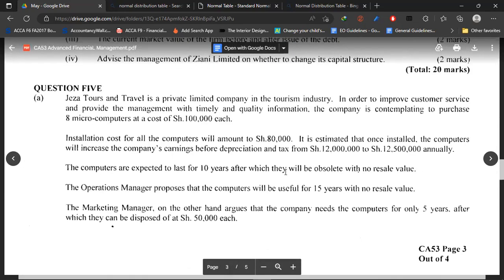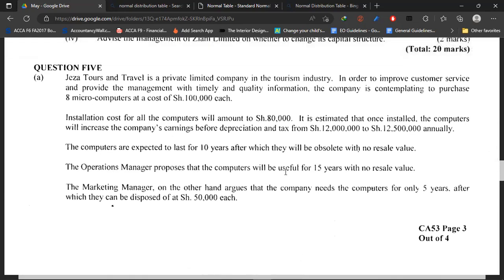You can see it is a question of what I was able to take you through. You have to analyze this question in 3 ways. There is a marketing manager who is saying that the computers need to last for only 5 years. The operations manager proposed that the computers will be used for 15 years. Someone else says the computers are expected to last for only 10 years, after which they will be obsolete with no resale value. So for both 10 and 15 years, we don't have a scrap value. But for only 5 years, each computer will have a scrap value of 50,000.